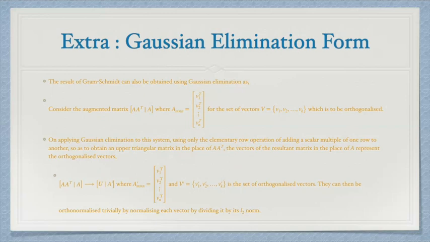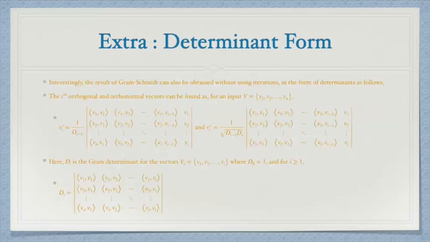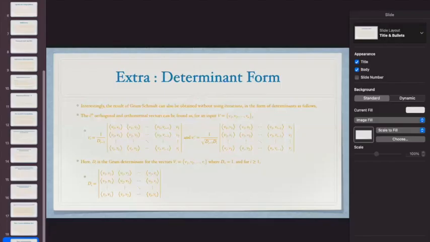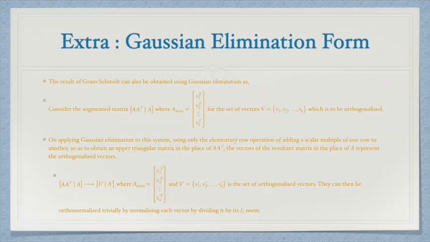Simply, we see that applying Gaussian elimination using only the elementary row operation of adding a scalar multiple, A A transpose concatenated with A becomes U, where U is an upper triangular system, concatenated with A dash, where A dash represents the orthogonalized set of vectors. Here we did not use any other elementary row operation apart from adding a scalar multiple of one row to another.